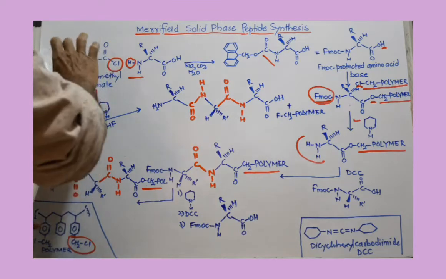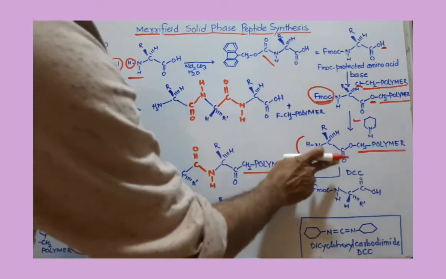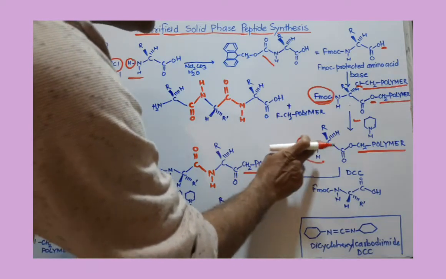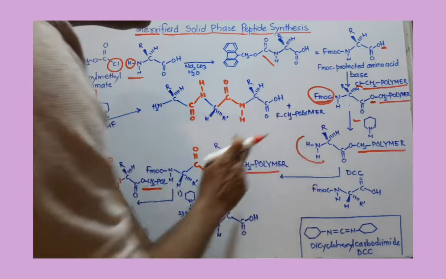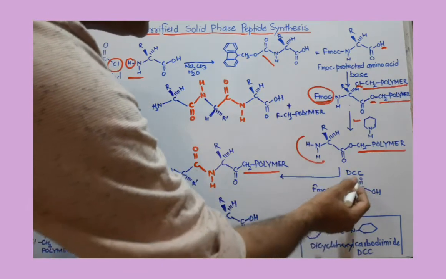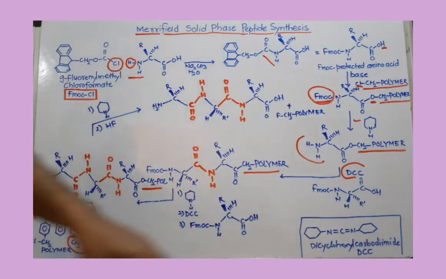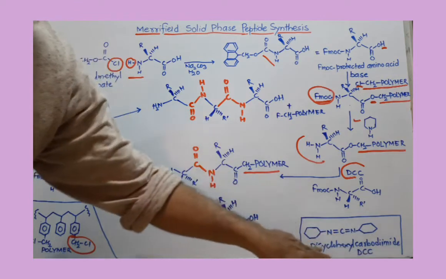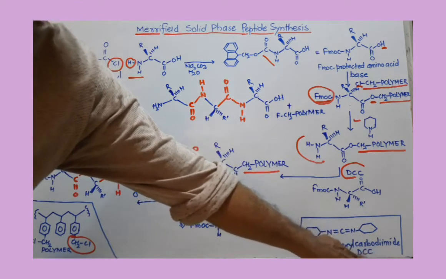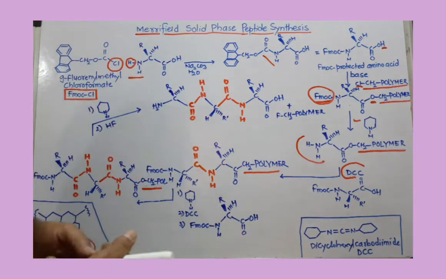You have to perform that reaction separately, and that protected amino acid you are going to add again over this polymer where the amino acid is attached and it has now a free amino group. Now along with this amino acid which you want to join here, you have to add one more reagent, that is called DCC. The structure of DCC I have shown here in this box. This is dicyclohexyl carbodiimide, which is abbreviated as DCC, which is a good dehydrating agent, which removes water molecule.